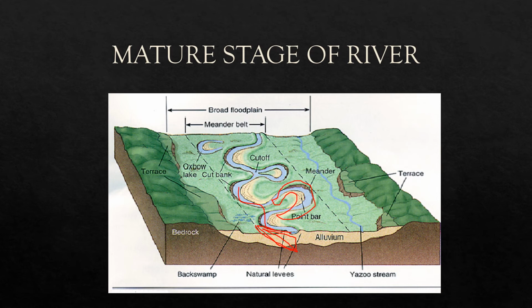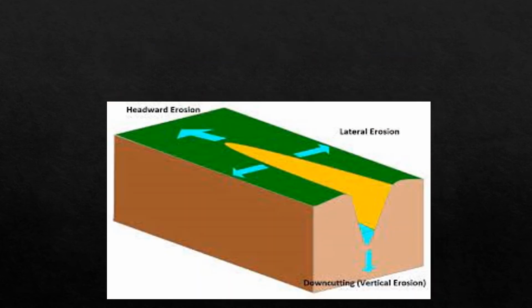Back swamp is the water left by it during its flow. Moving ahead, we can see how lateral erosion takes place. In the upper reaches, we have seen how the river does vertical erosion, forming V-shaped valleys. But if it is moving this way, it is lateral erosion: because the rocks are easier to corrode, it corrodes them and moves further.